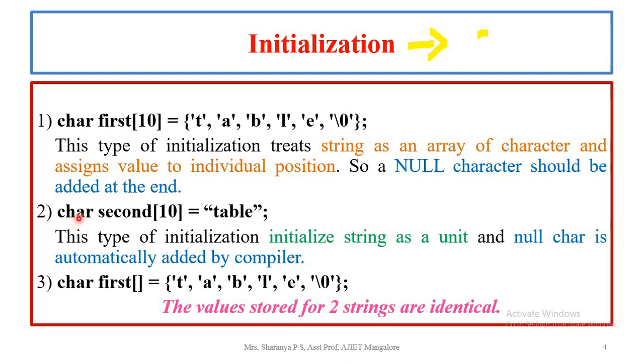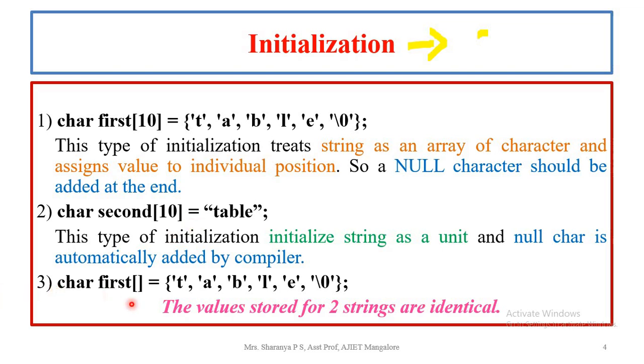Next, the second type: here we have mentioned character second and the size we have specified as 10. One more method is that we can directly mention the string we want to store in the string name by mentioning it within double quotes. In this method we need not specify \0 exclusively. It will be automatically added by the compiler by identifying it as a string.